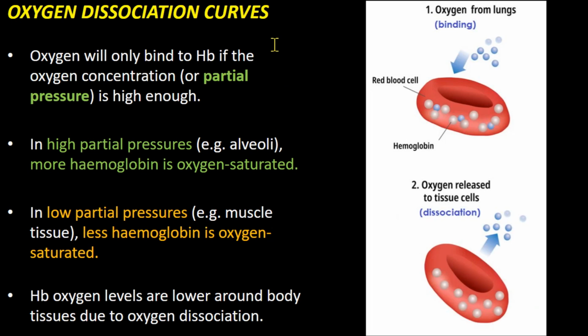So if you look at oxygen dissociation, oxygen will only bind to hemoglobin if the oxygen concentration is high enough. Now because air is comprised of multiple gases such as nitrogen, water vapor, oxygen, we refer to the oxygen concentration as a partial pressure. It just means the oxygen concentration. So when there are high partial pressures, so for example in the lungs or the alveoli, more hemoglobin is oxygen saturated. That makes sense because there's more oxygen available, or higher partial pressure, more oxygen is able to bind to the hemoglobin. In low partial pressures, such as around muscle tissues where you wouldn't have much oxygen being stored, you're going to have less hemoglobin being oxygen saturated.